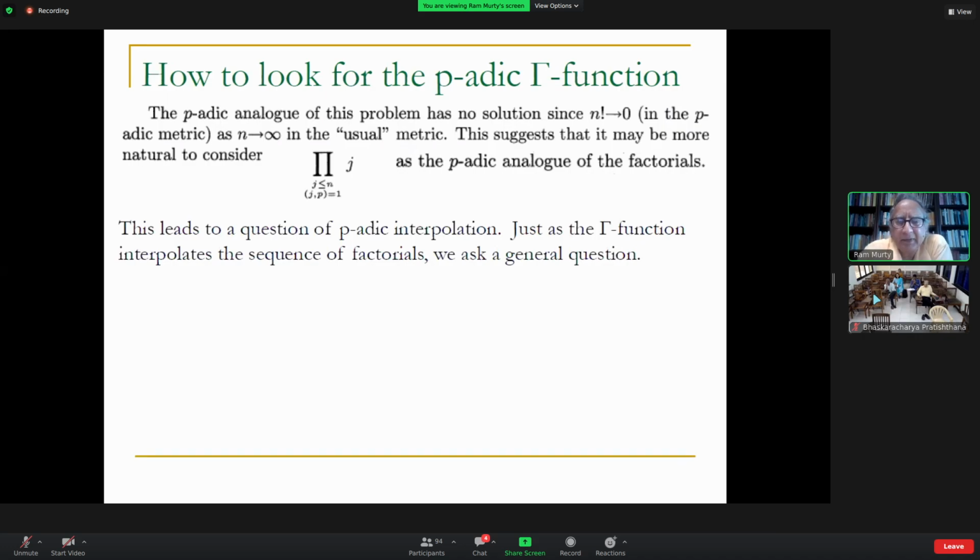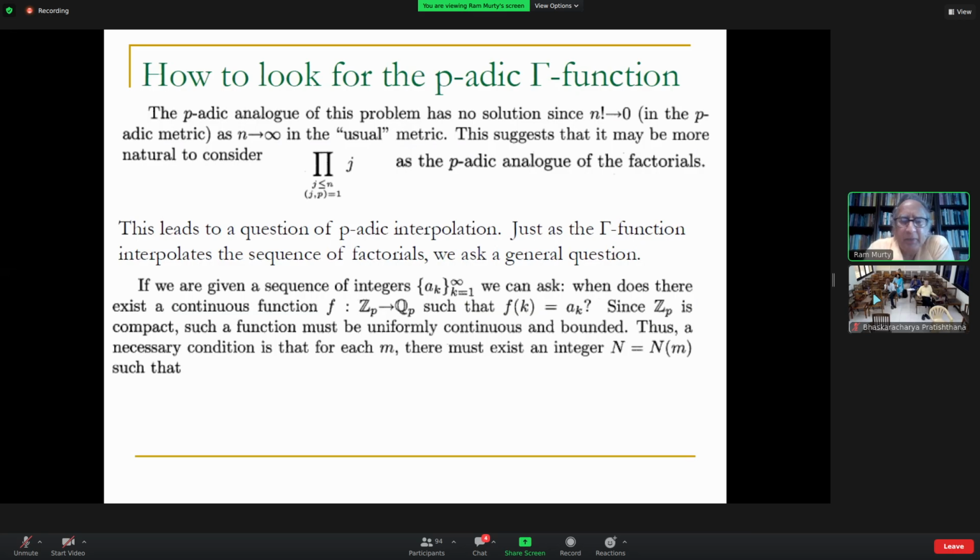And this leads to a question of p-adic interpolation. Just as the gamma function interpolates the sequence of factorials, we can ask a general question. Suppose I'm given a sequence of numbers a_k. When is there a continuous function on the p-adic integers such that f(k) is a_k? Since Z_p, we mentioned last time, is a compact topological space, such a function must be uniformly continuous and bounded. Therefore, a necessary condition is that for each m, there must exist an integer N(m), such that whenever k and k' are close p-adically, a_k and a_k' must be close p-adically as well.